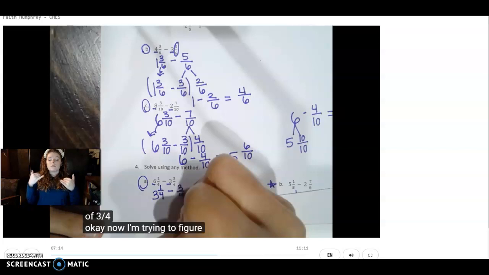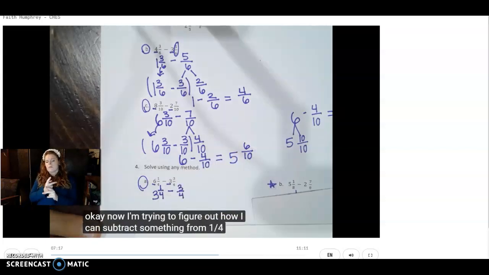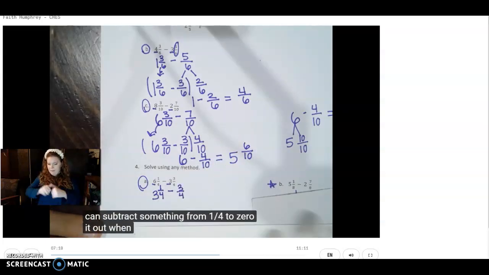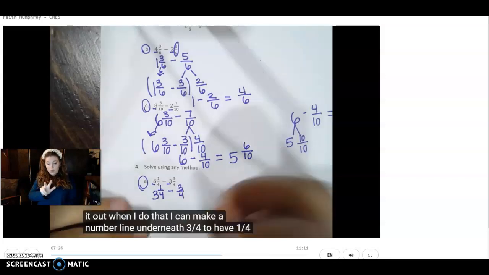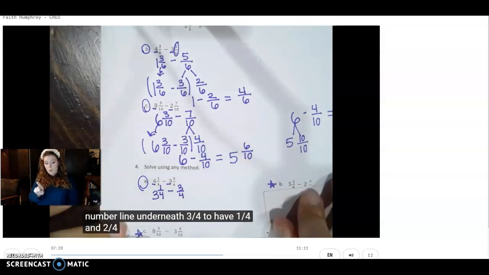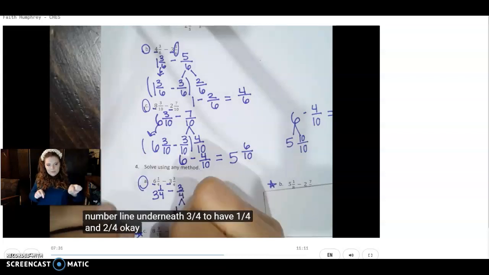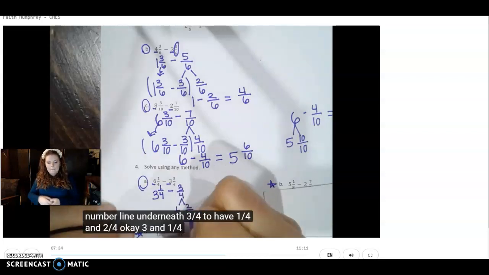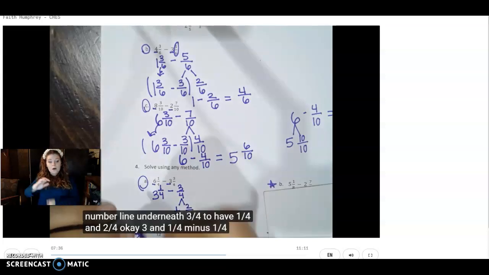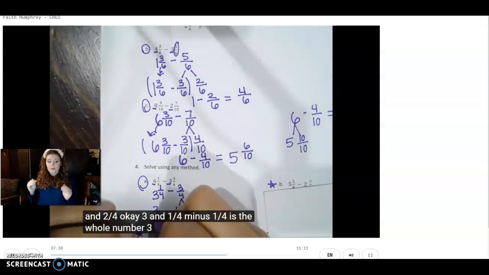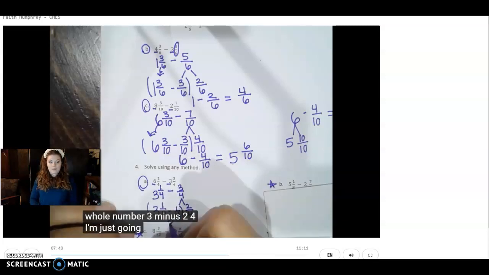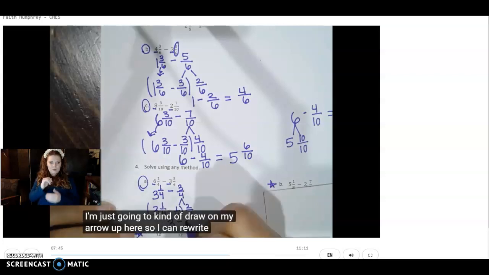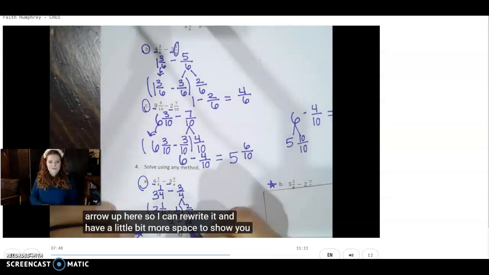Now I'm trying to figure out how I can subtract something from 1/4 to zero it out. When I do that, I can make a number bond underneath 3/4 to have 1/4 and 2/4. Okay, 3 1/4 minus 1/4 is the whole number 3 minus 2/4. I'm just going to kind of draw my arrow up here so I can rewrite it and have a little bit more space to show you.